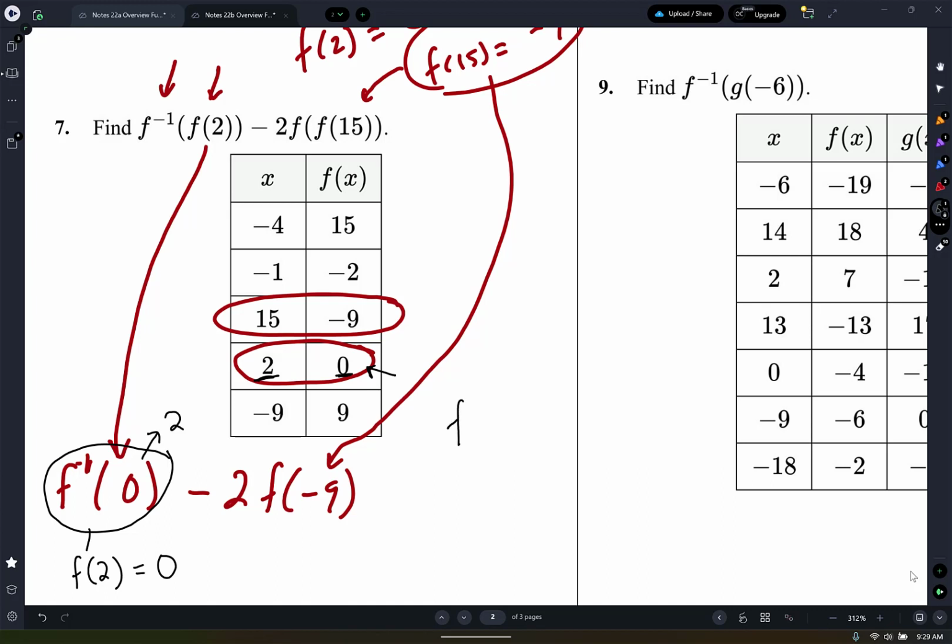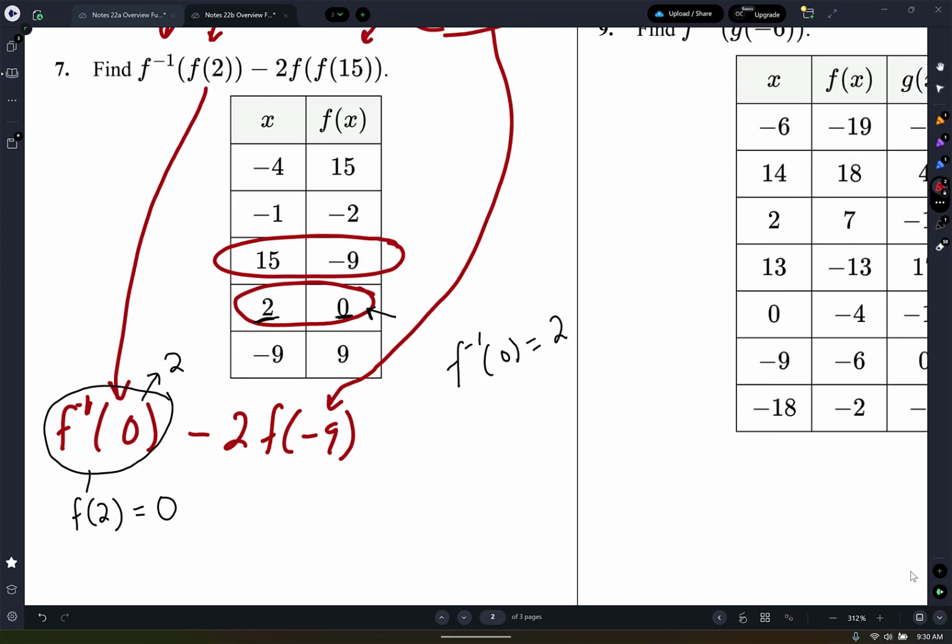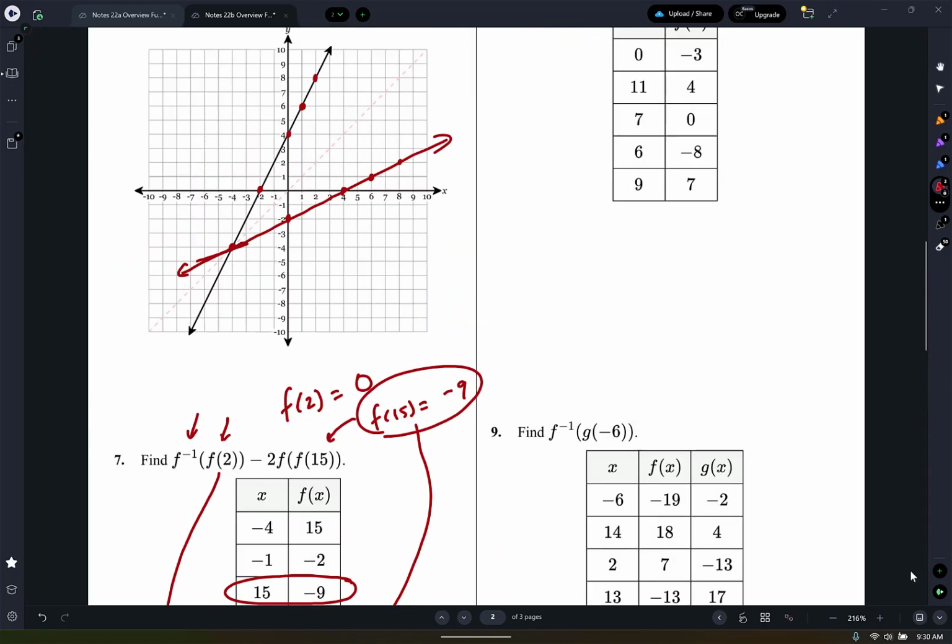See? So inverse evaluated at 0 will give me 2, because x and y switch. AB turns to BA. And then, so let's see, what's the final answer? 2 minus 2, and then what's f of -9? F of -9 is 9. 2 minus 18, so negative 16. Don't worry, we're going to do it again. We're going to do it 3 more times.